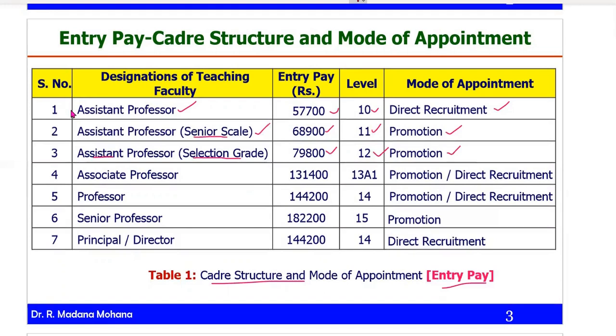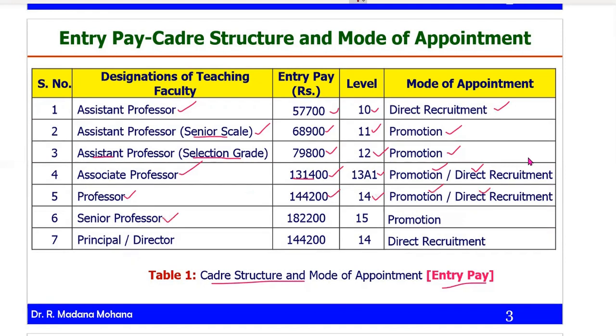Then associate professor, the entry pay is 1,31,400. Its level is 13A1. The mode of appointment, promotion as well as direct recruitment. Two options are there. Then professor, the entry pay is 1,44,200. The level is 14. The mode of appointment is through promotion and direct recruitment.